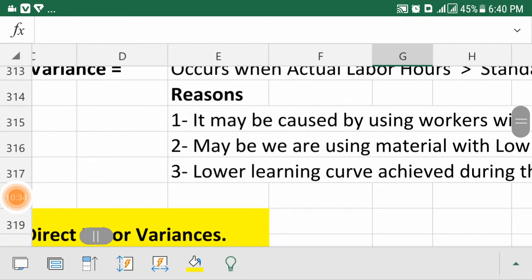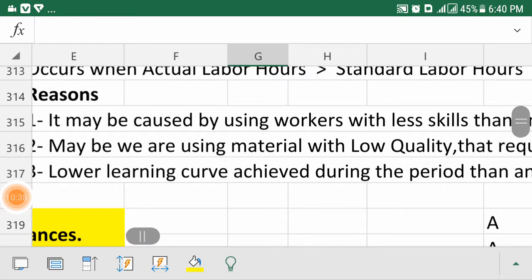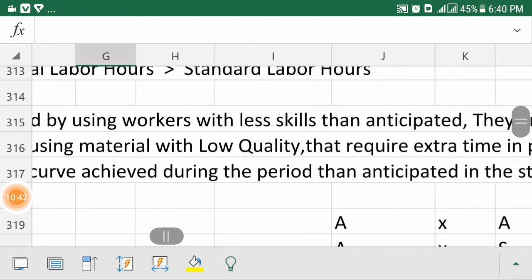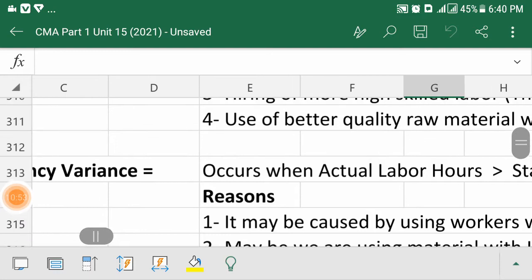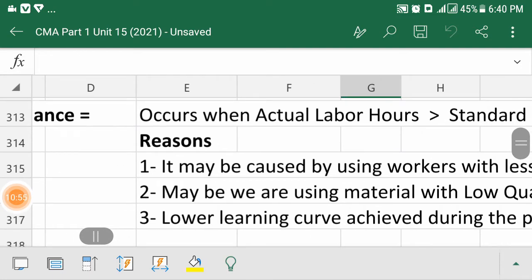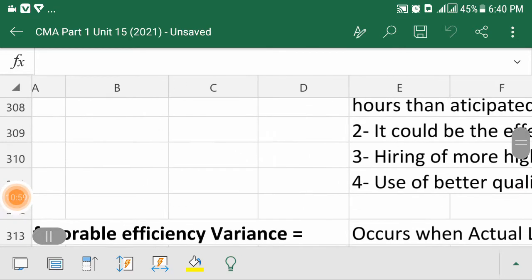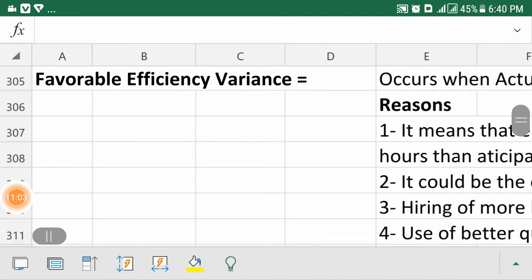Okay, that is one reason. Another reason is that maybe we are using low quality materials that require extra time in the production process. If you are using low quality raw materials, then definitely it will take a long time, because there could be more chances of wastage. And if there is more wastage, then definitely it will take more labor hours. So if it is taking more labor hours, that is also a reason for the direct labor efficiency variance being unfavorable.